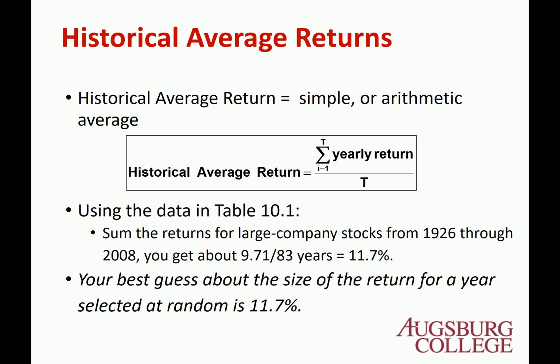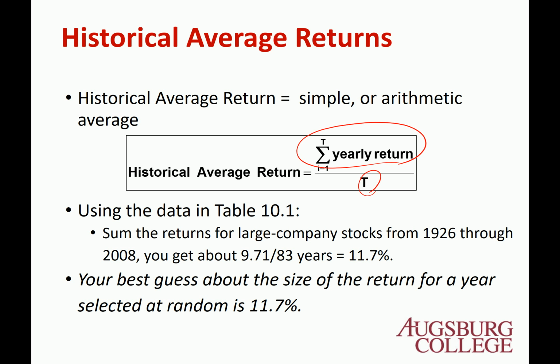So how to compute this historical average return is pretty simple. The numerator is just the sum of your annual returns, all of them. For this example it's 83 years, so 83 returns. Just sum them and divide by the number of years, which is 83 here.